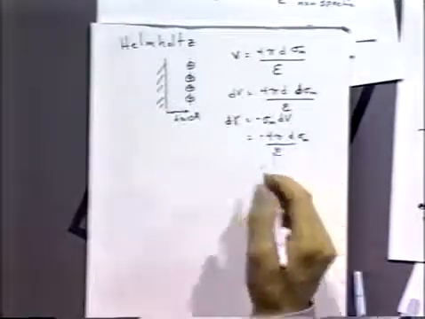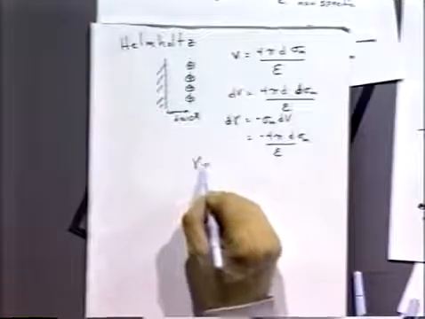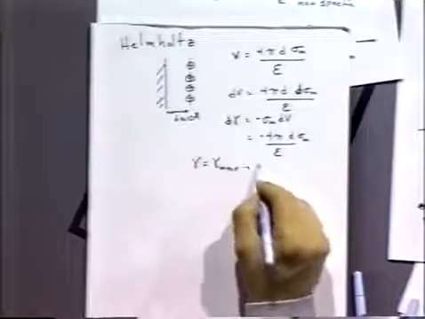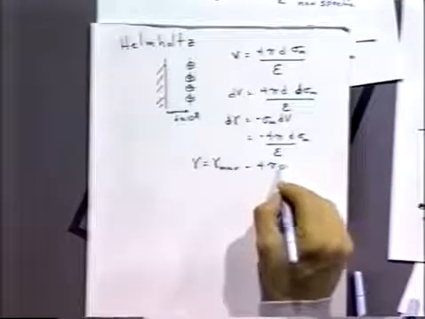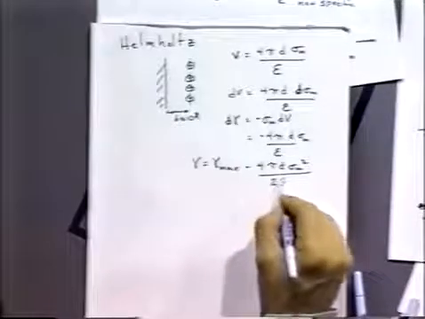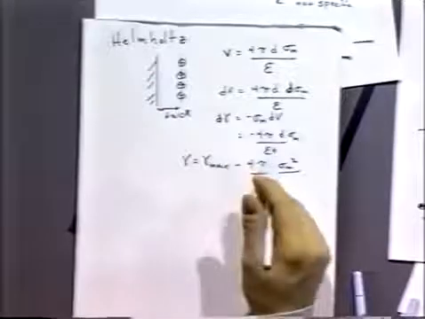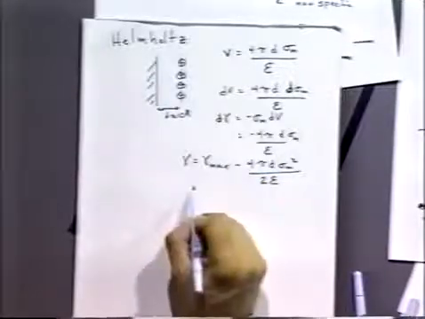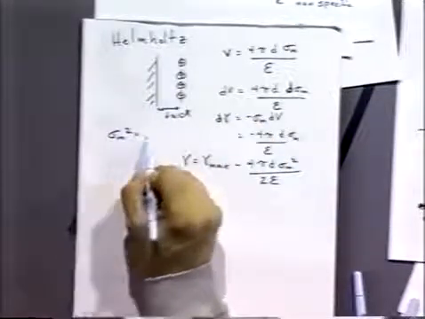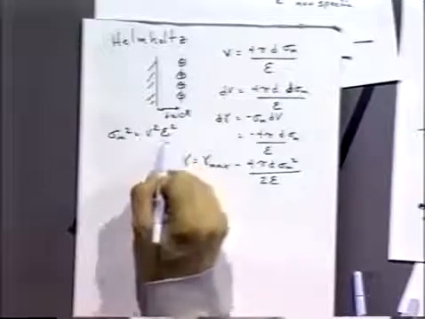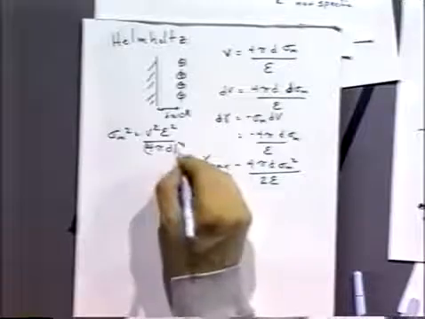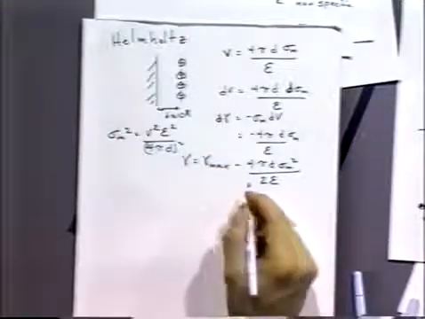If you integrate that and evaluate your constants, you get that lambda is equal to lambda max minus 4 pi d sigma m squared over 2 epsilon, I think that's what it is, yeah. Or since sigma m squared is equal to v squared epsilon squared over 4 pi d squared, you can substitute that in.